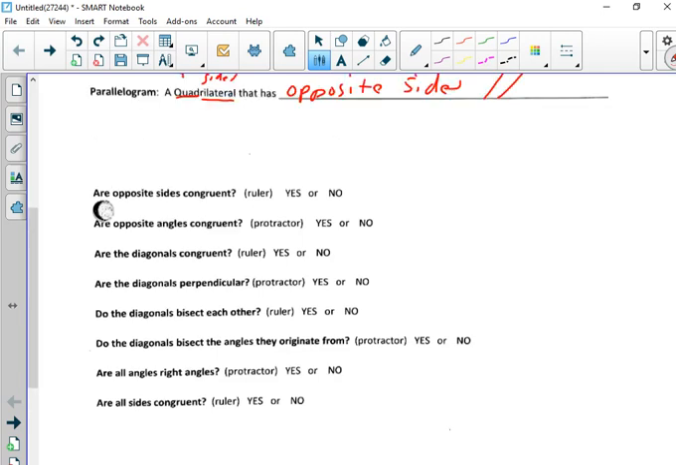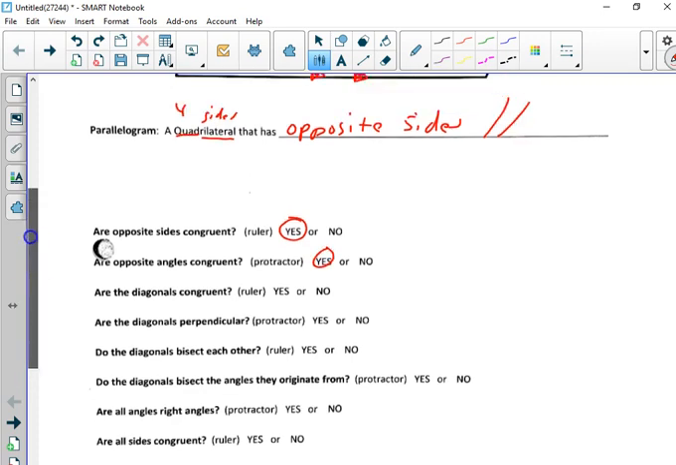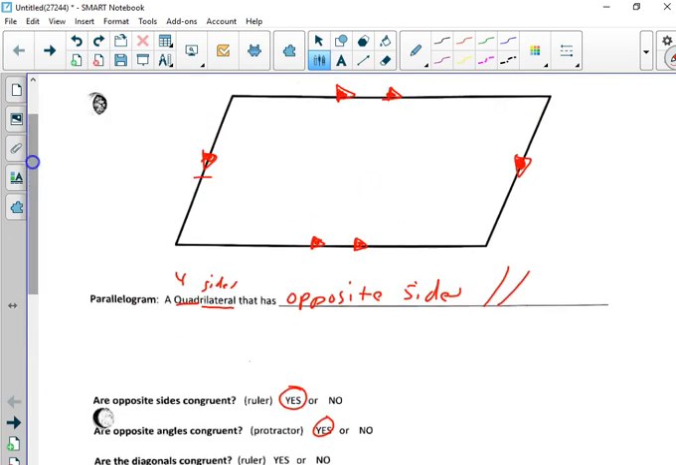So are the opposite sides congruent? Yes, they are. You can measure this with a ruler and prove it. Are the opposite angles congruent? Yes, they are. So let's go ahead and mark that right now. So I'm going to mark these two sides congruent and these two sides congruent. This angle is congruent to this angle, and these two are congruent. All right?